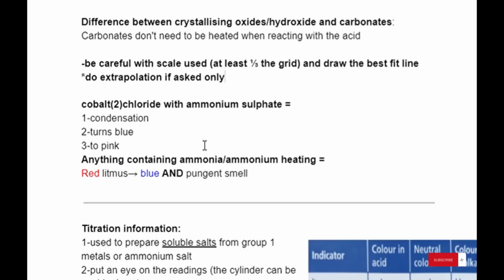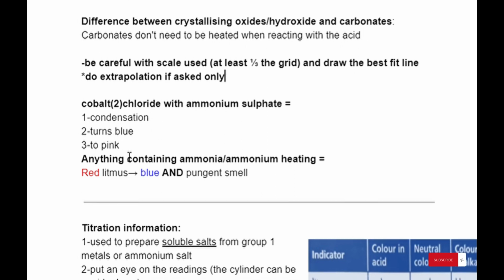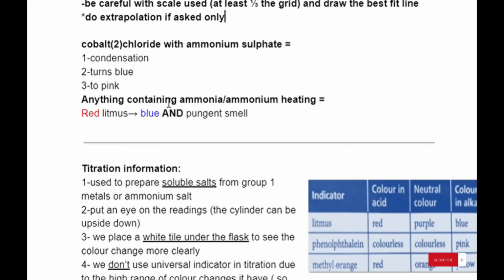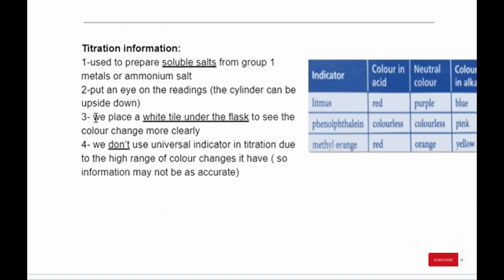Now, talking about cobalt(II) chloride with ammonium sulfate, condensation will happen and it turns blue to pink. Another point is that anything containing ammonia or ammonium, when it is heated, a red litmus would turn blue and the pungent smell would spread out. Anyways, let's just proceed.